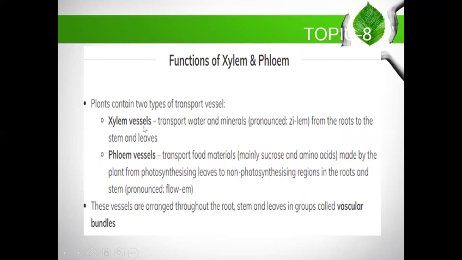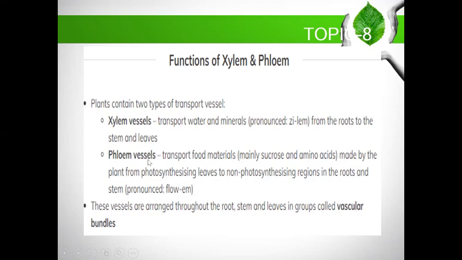Okay, in the previous chapter or topic, we also discussed the special features of the xylem vessels. Xylem vessels are hollow tubes made up of dead cells, and these do not have cytoplasm, no nucleus is there, so that transportation takes place easily. So what is the function of xylem vessels? Xylem vessels transport water and minerals from the roots to the stem and leaves. So this is about the xylem vessel.